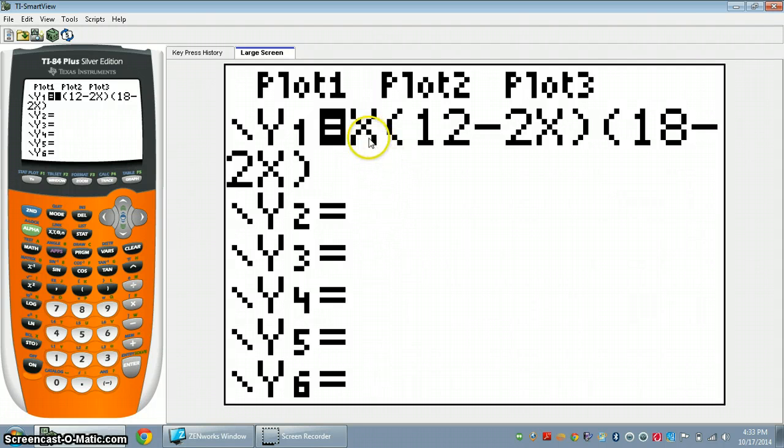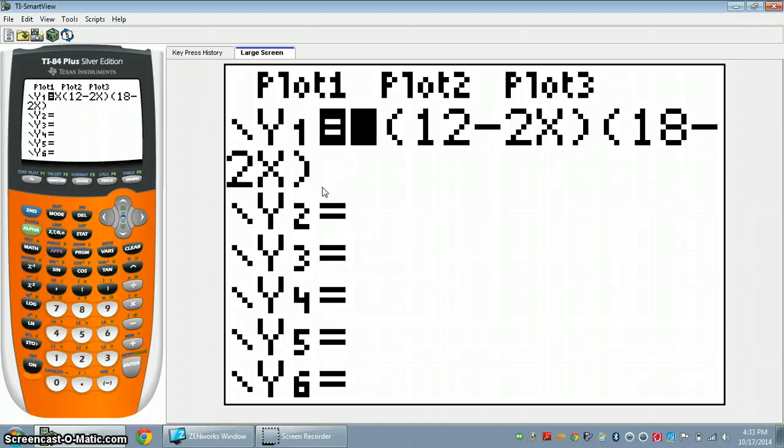We had x times, which was the height, times its width, which was 12 minus 2x, times its length, which was 18 minus 2x. And this was from problem number 1 in chapter 3, lesson 1.